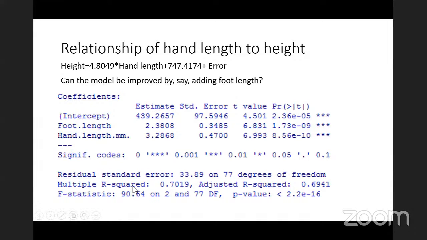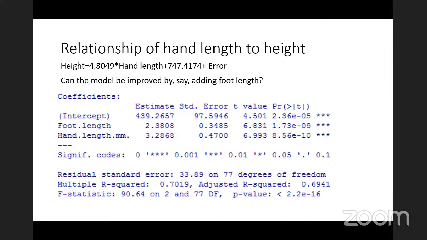Okay. Now, I've already told you that multiple R square is not such a good statistic. If we use the adjusted R square, it is around 0.69 over here. Still, 0.69 in this model having foot length plus hand length, compared to around 0.5 previously in the model having just hand length. It is a marked improvement over here.